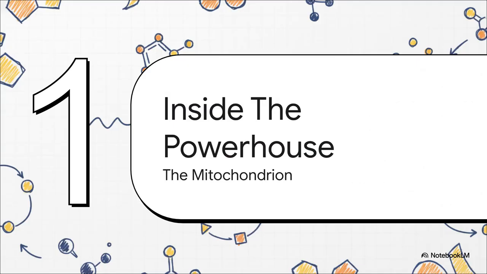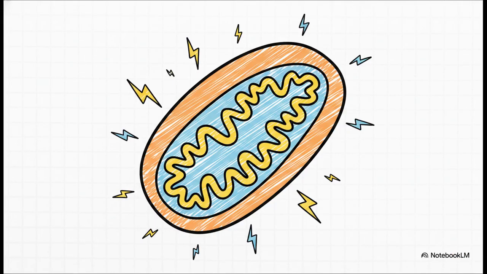With the overarching equation out of the way, let's zoom in geographically for Section 3, inside the powerhouse. Where is this magical transformation actually taking place? Well, while the very first step kicks off out in the fluid of the cell, the real heavy lifting happens right here in the mitochondrion. You know it, you love it, the powerhouse of the cell. Notice how it's built. It has a smooth outer membrane and a highly folded inner membrane called the crista.